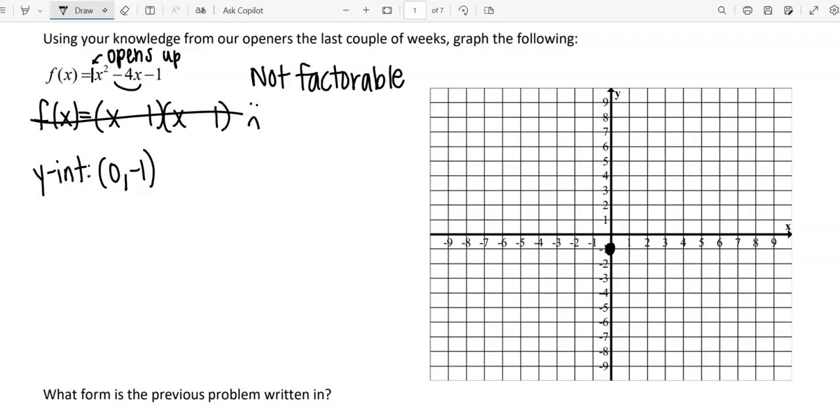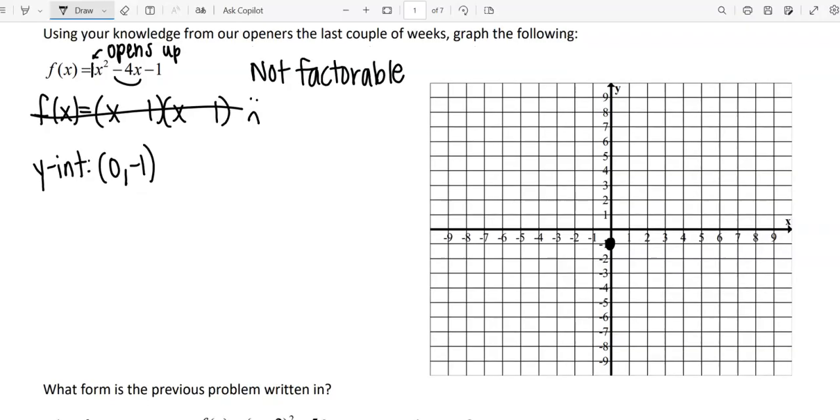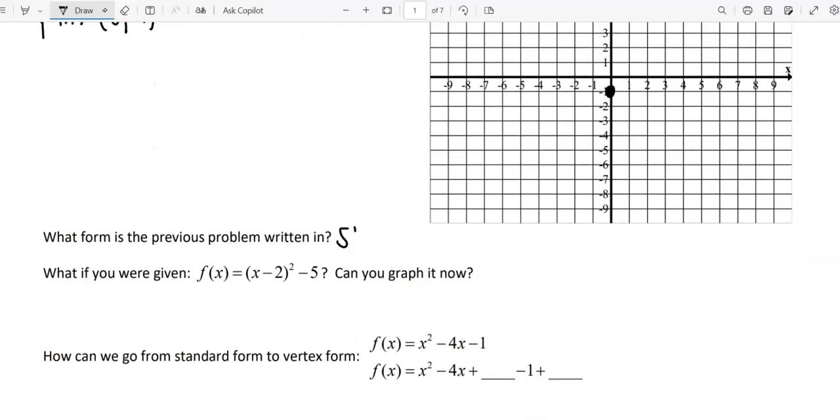Okay. Anything else? Oh, there's a negative from the 4x. So maybe you think... Nope. No. What form is that written in? Standard form. What's the only thing standard form reveals to us? Just which way it opens and then the y-intercept. So that's really all it gave us. So this is in standard form.